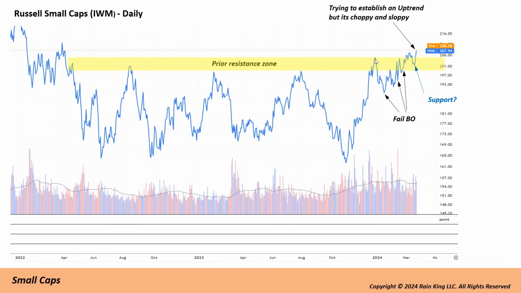And you'll notice that every time we think we're going to go, we pull back and we get a failed breakout. Another attempt, failed breakout. Another attempt, failed breakout. The last one here looks like it's gotten a little bit of support at the old prior zone here. So the IWM seems to be trying to establish an uptrend, but it's certainly a choppy and sloppy uptrend, if at all. So we'll keep our eye on it. It's been difficult to get this moving into a more accumulation type uptrend.